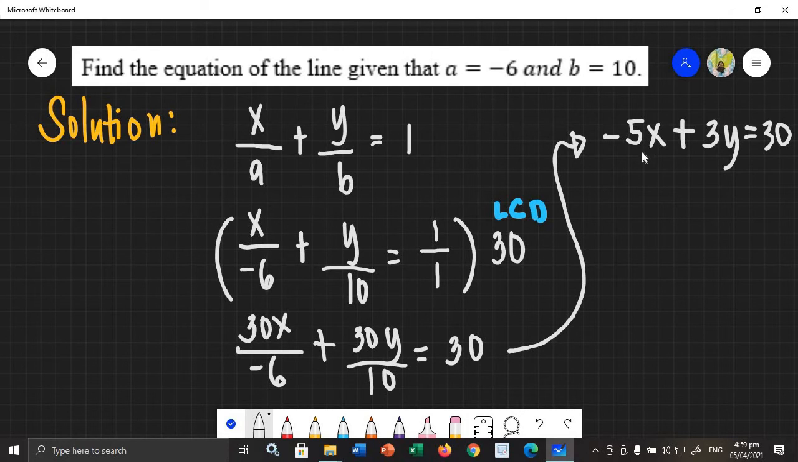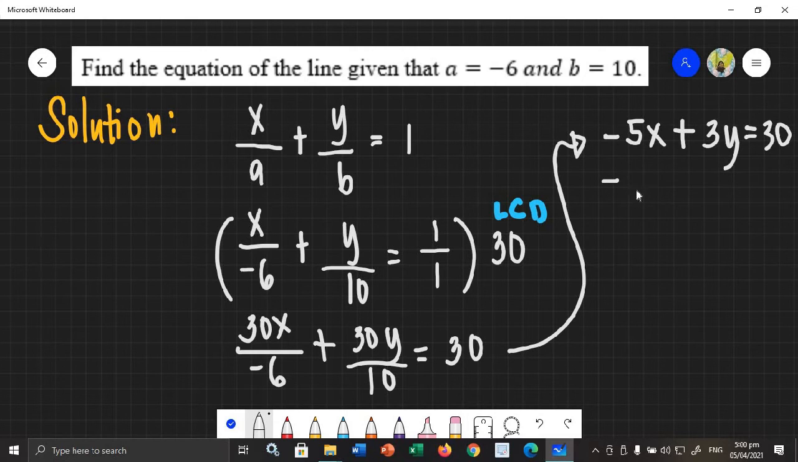Okay? And then, as you can see dito, it is already arranged in standard form of linear equation, di ba? Ax plus by equals c. Naka-arrange na siya. But then the problem here is negative yung coefficient ng x mo. So it cannot be negative.